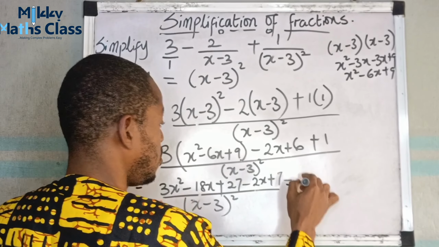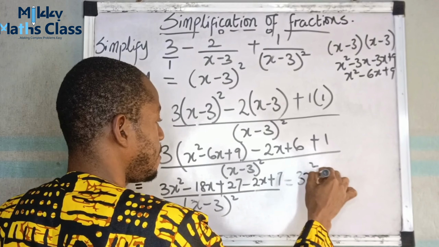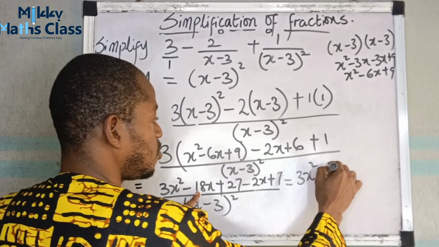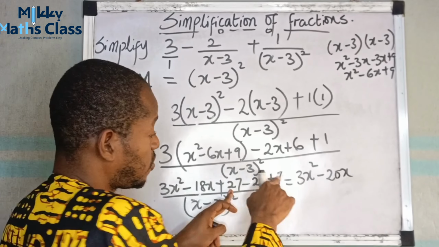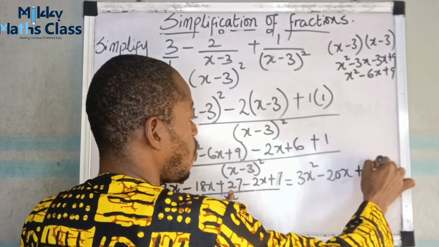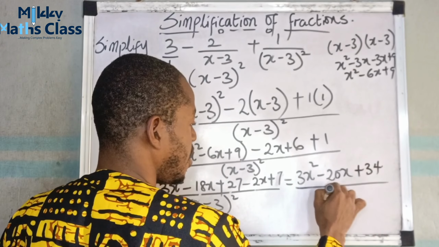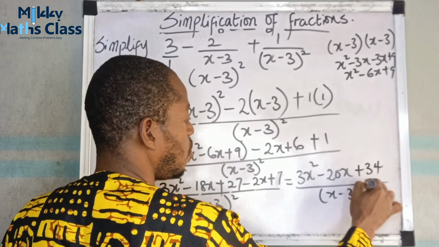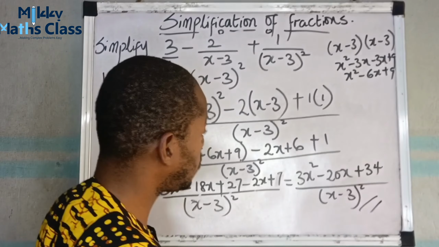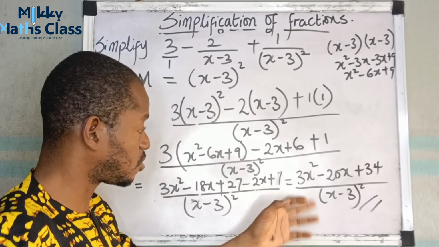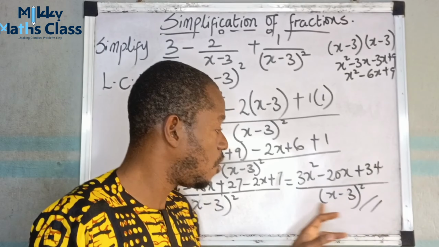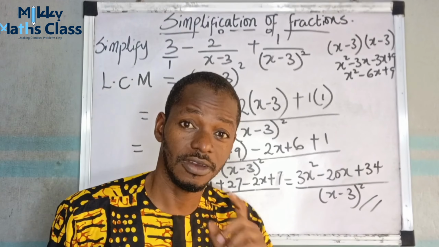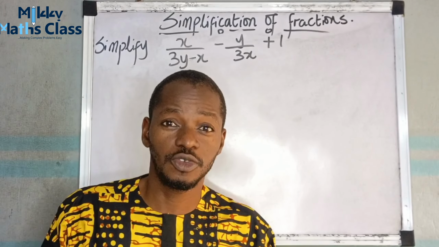So this becomes 3x squared minus 20x. This plus this, 27 plus 7, that's 34, plus 34 over x minus 3 all squared. So we have ended up simplifying this fraction to give us 3x squared minus 20x plus 34 over x minus 3 all squared. All right, let's look at this question.